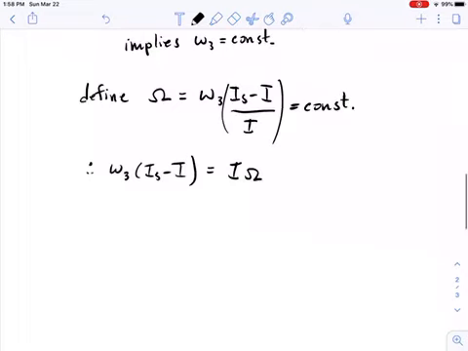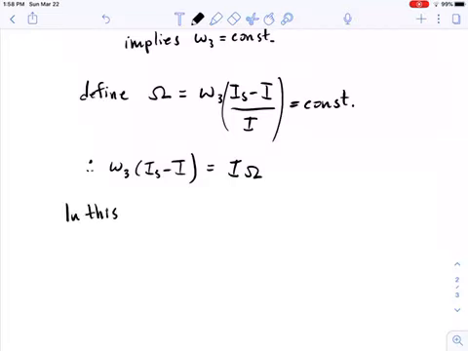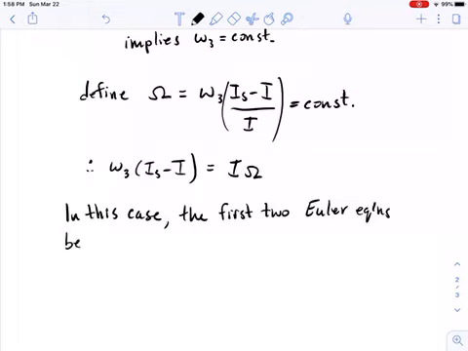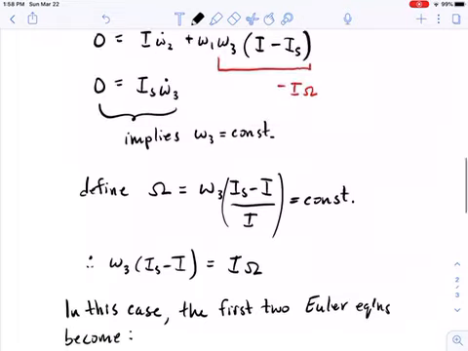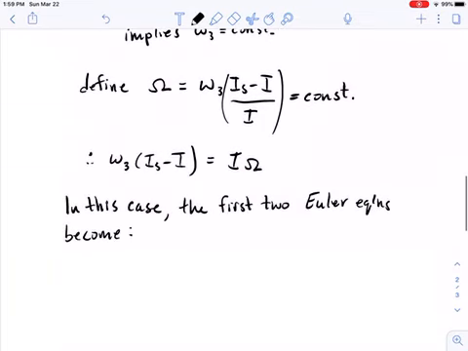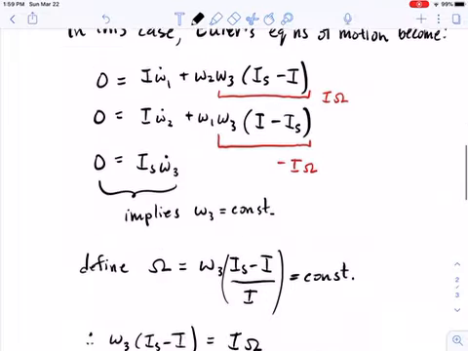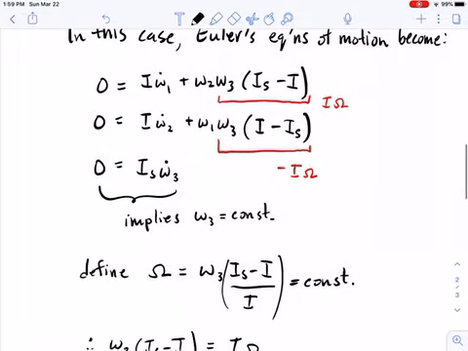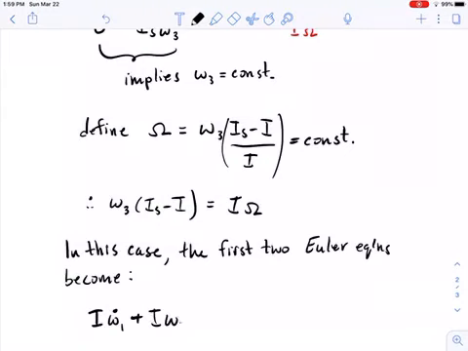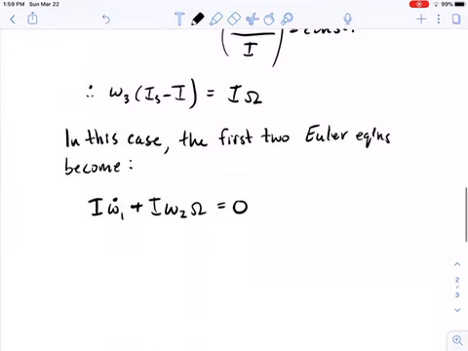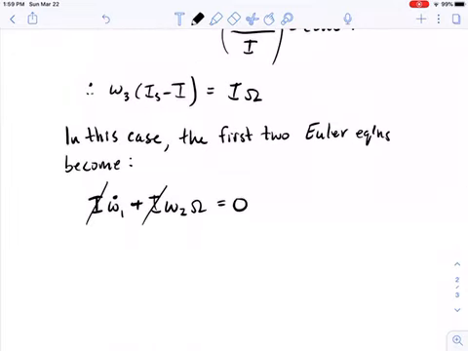Okay, so in this case, the first two Euler equations of motion become, let's see, I omega 1 dot plus I omega 2 omega is equal to zero. And so we can divide by I on both sides, and we get that omega 1 dot plus omega 2 times omega is zero.